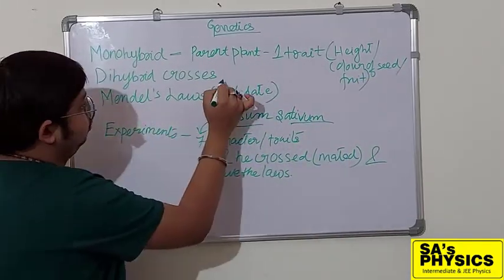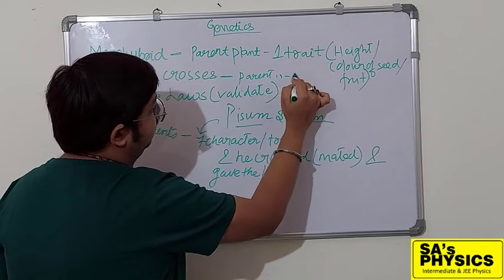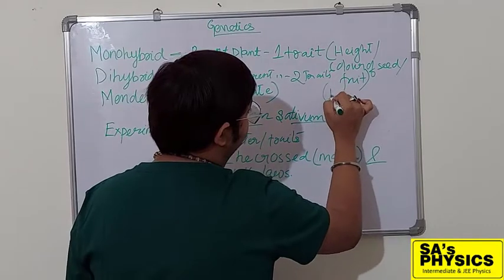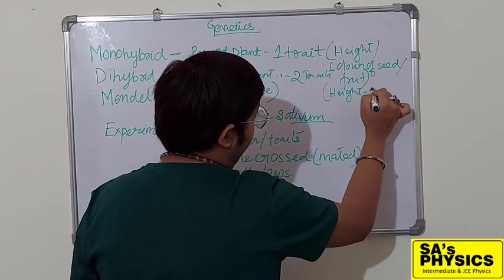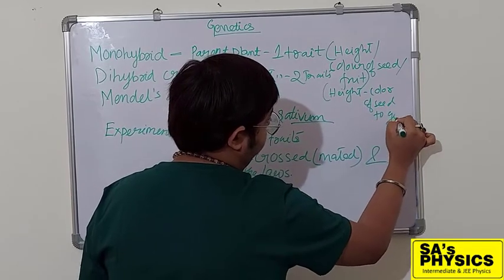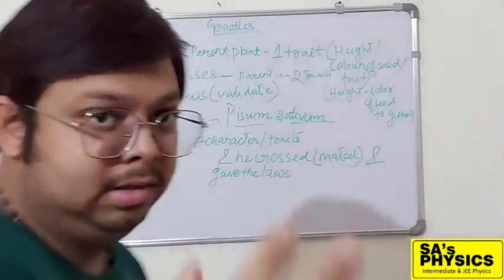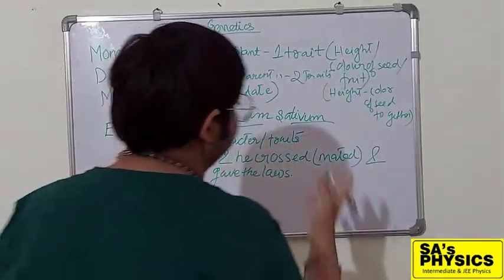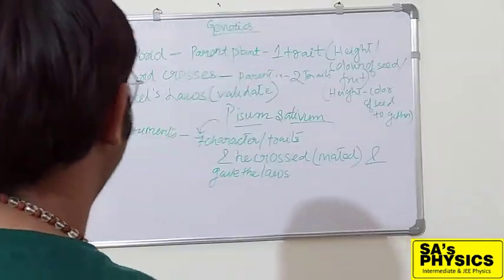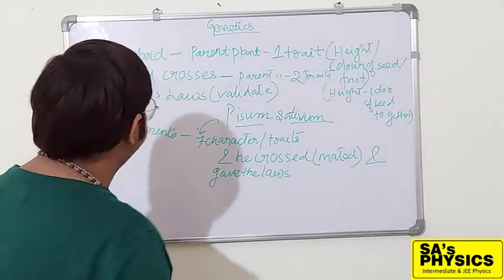And in dihybrid crosses, we take the parent plant and we take 2 traits simultaneously, like height and color of seed together. Right? So we'll see what is phenotype, what is genotype, and the various ratios that he got when he crossed these plants of various characters, the monohybrid and the dihybrid crosses, and we'll explore how questions can be solved based on those.